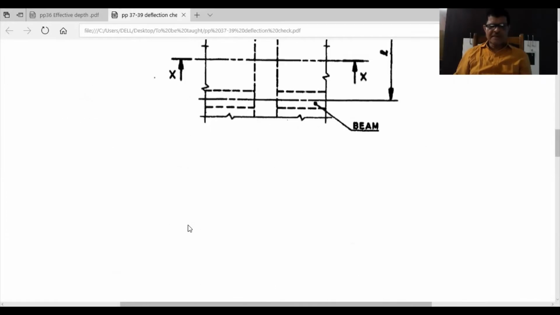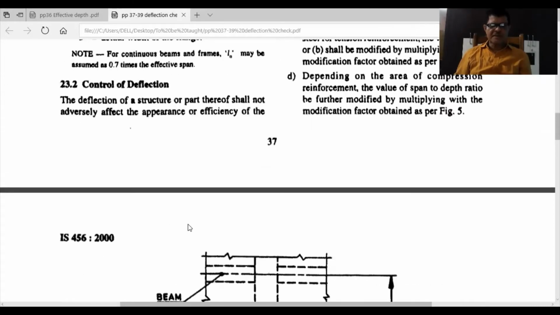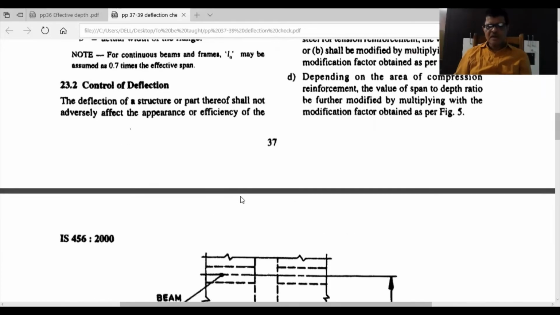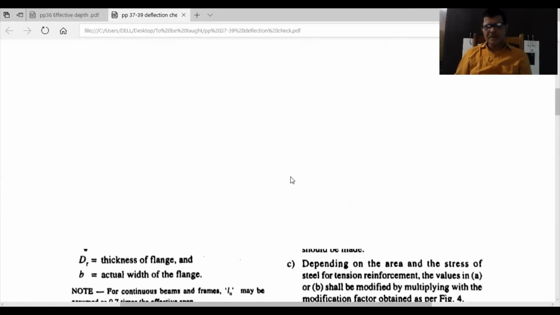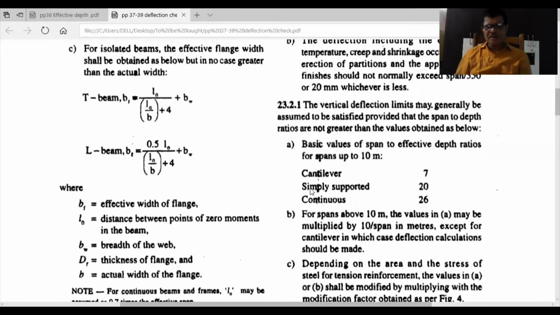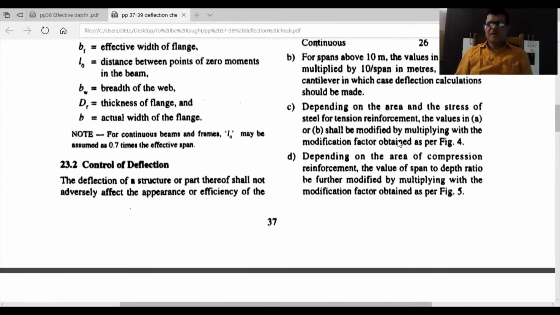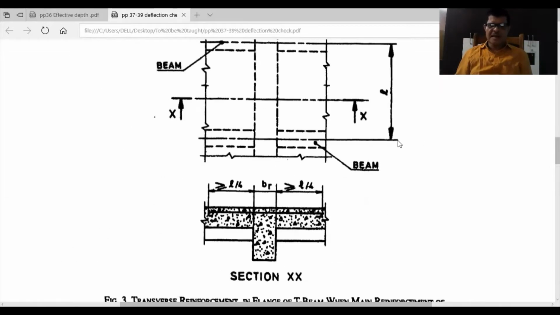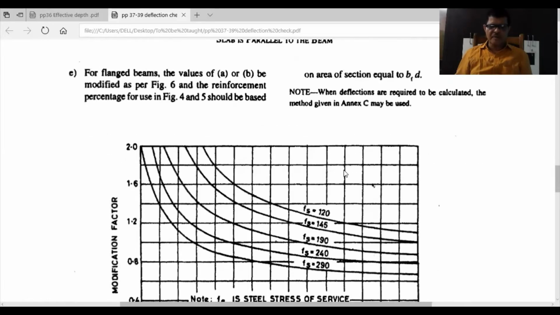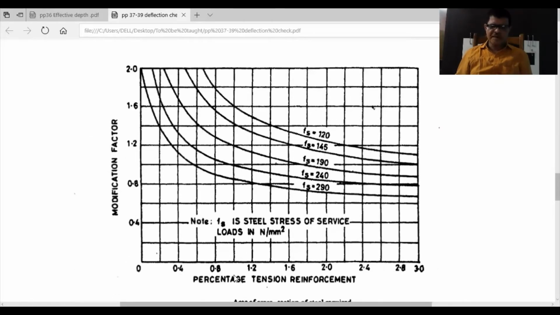Now, if you see this control of deflections in case of these T beams, what will we do? Like your simply supported or cantilever or continuous, you take the same value as for rectangular sections. All these calculations we have done for the rectangular sections, that L by D shall be less than the values given in the code, multiplied by the modification factor. But in addition to this modification factor, as you know, the modification factor is obtained from figure number 4, percentage of tension reinforcement versus modification factor.